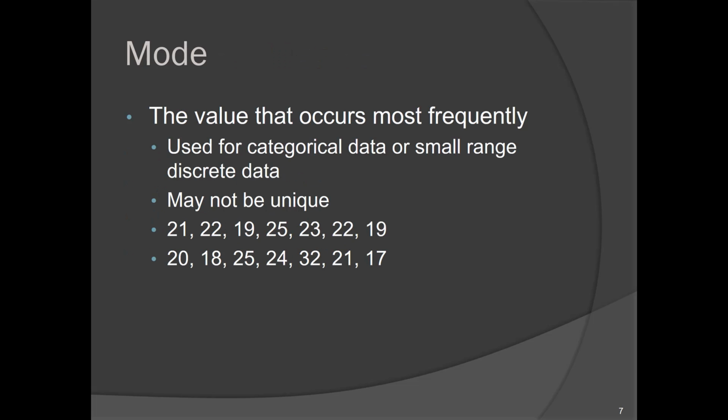The mode is just the number that occurs most frequently. Typically this is for categorical data or a small range of discrete data. Remember, discrete data is integers, basically, like siblings, number of children, number of Twitter followers. And it may not be unique, so it's not used much in business because if I have a large data set, I might have 18 different modes. And also, you may not have a mode at all. So that second set, there's not a number that occurs more than once.